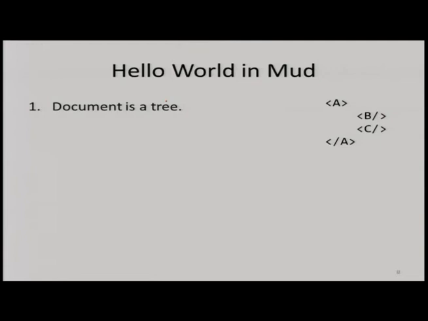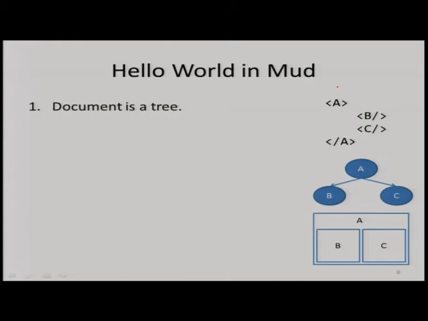So what is the language? This is the hello world of that language. You need to know that the document is a tree. In HTML syntax, it would look like this, but you probably want to view it that way. And once visualized, these boxes B and C are encompassed in the box A that we want to actually render. So the document is a tree data structure.